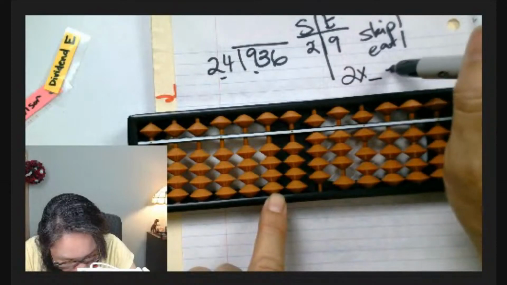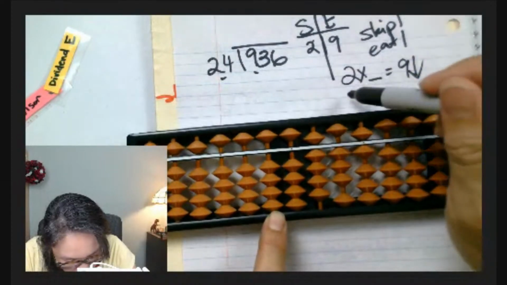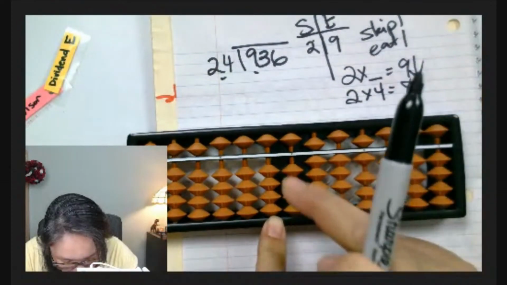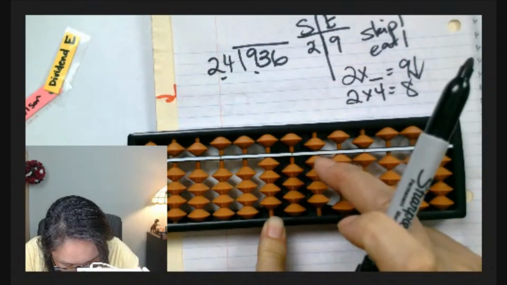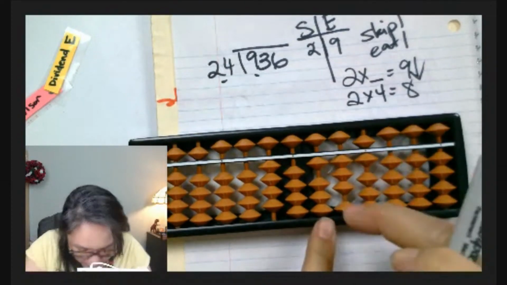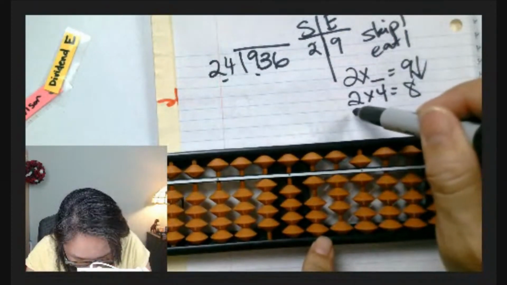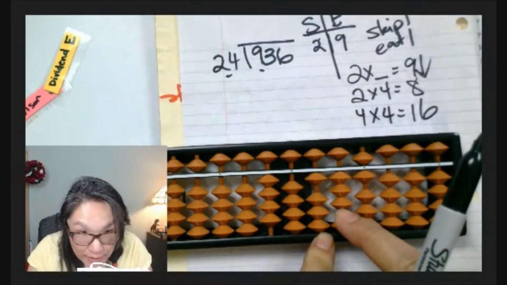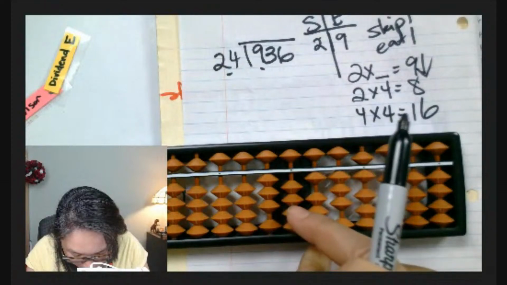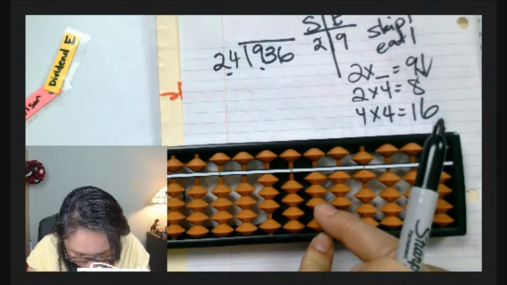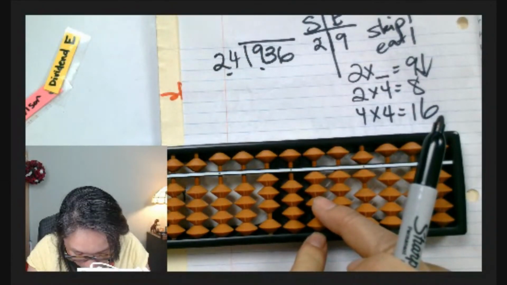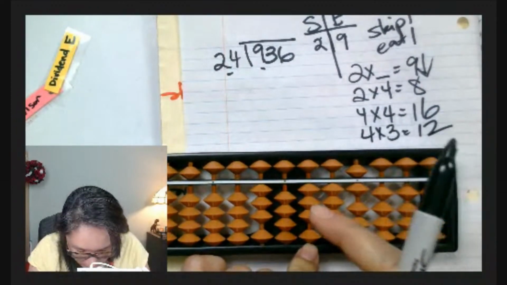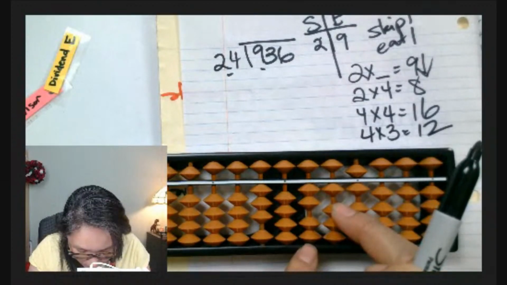2 times what is equal to 9 or less? 2 times 4 is equal to 8. So I add my 4, I take away 8, right? So now 4 times 4 is equal to 16, but I have 13. Can't do it. So I got to take 1 from the answer, go back 2. That's my problem. Go back 2, and I add the 2. So 4 times 3 is equal to 12. So I take away 1, take away 2. There we go.